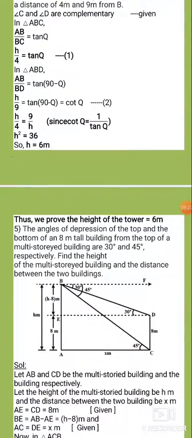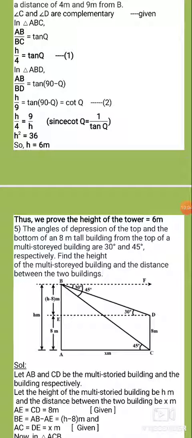Now the next question. The angles of depression of the top and the bottom of an 8 meter tall building from the top of a multi-story building are 30 degree and 45 degree respectively. Find the height of the multi-storied building and the distance between the two buildings. So listen carefully. Let AB and CD be the multi-storied building and the building respectively. Let the height of the multi-storied building be h meter. We can take it as h. And the distance between the two buildings, we can take it as x meter.